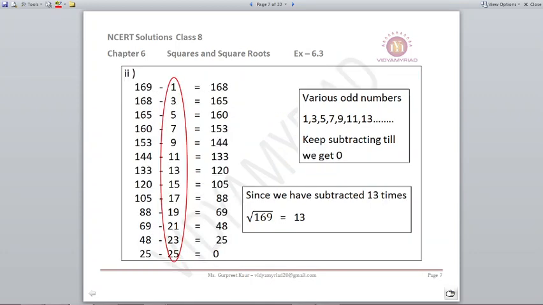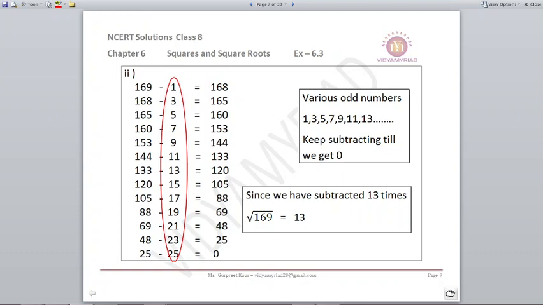Next number is 169. We will start from 1 and keep subtracting till we get 0. So 169 minus 1, we get 168. 168 minus 3, we get 165. 165 minus 5 gives 160. 160 minus 7 gives 153. Like this, we will keep on subtracting the next odd numbers till we get 0.